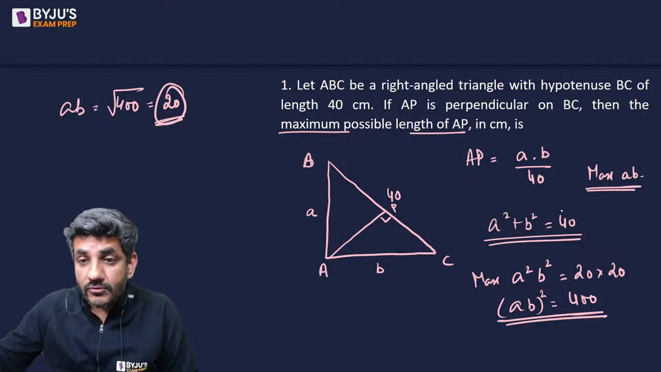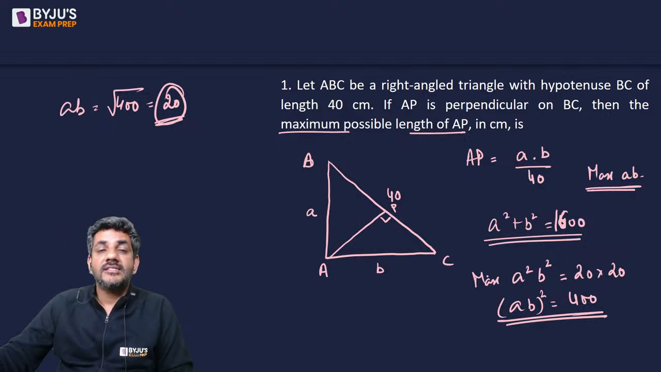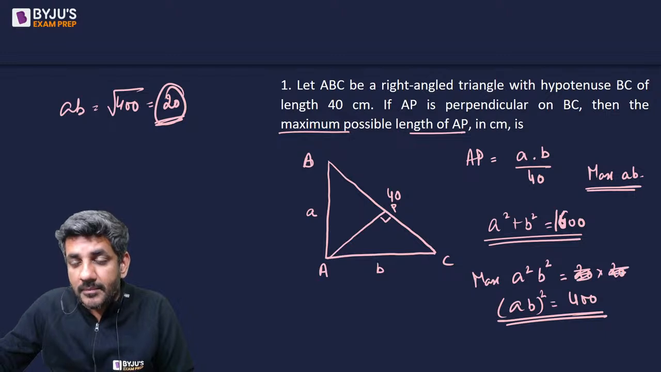Oh, sorry, I did something wrong here. This was 1600. I'm sorry, guys. A square plus B square was 1600. So that's why my answer wasn't matching. This would become 800 and 800, right?